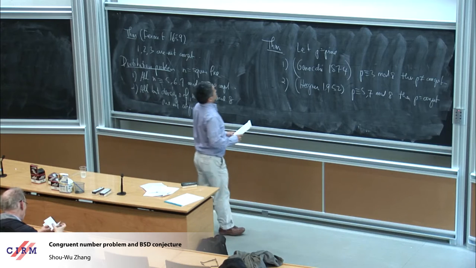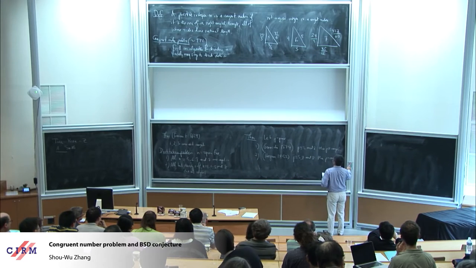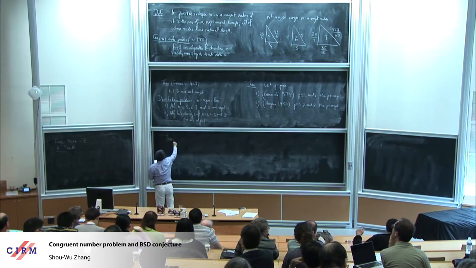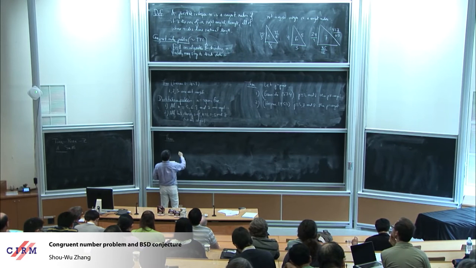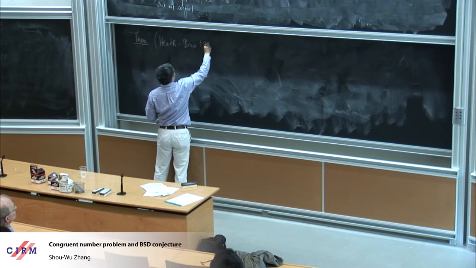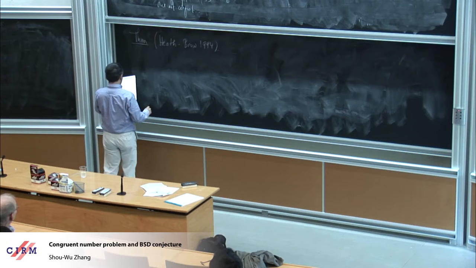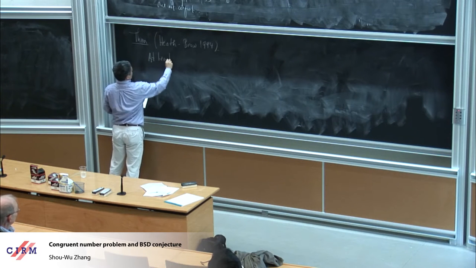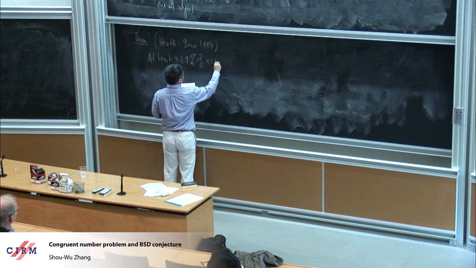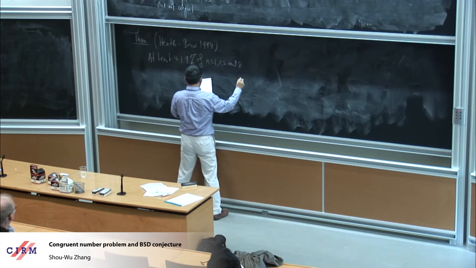The theorem I'm going to describe is the following. The first theorem is always easier for non-congruent numbers. It was proved in 1994 that at least 41% of n congruent to 1, 2, 3 mod 8 are not congruent.